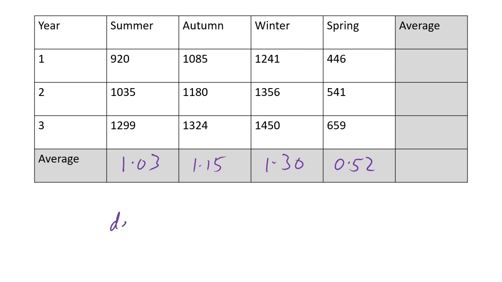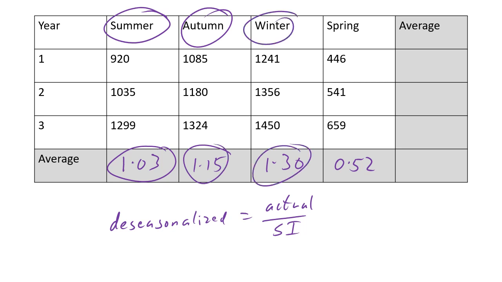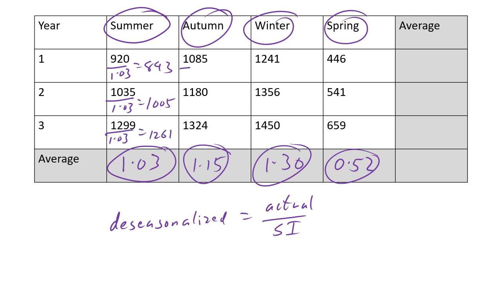Okay, so let's create that deseasonalized data. So deseasonalized equals the actual divided by the SI. So everything in summer has to be divided by this number, and everything in autumn by this number, winter by 1.3, and spring by 0.52. So this is like 920 divided by 1.03. If you round that to the nearest dollar, you get 893. Divide this by 1.03, you will get 1005, and if you divide this by 1.03, you will get 1261. And you do the same thing over here, but now it's divided by 1.15, and you would get 943, and just so on and so on.